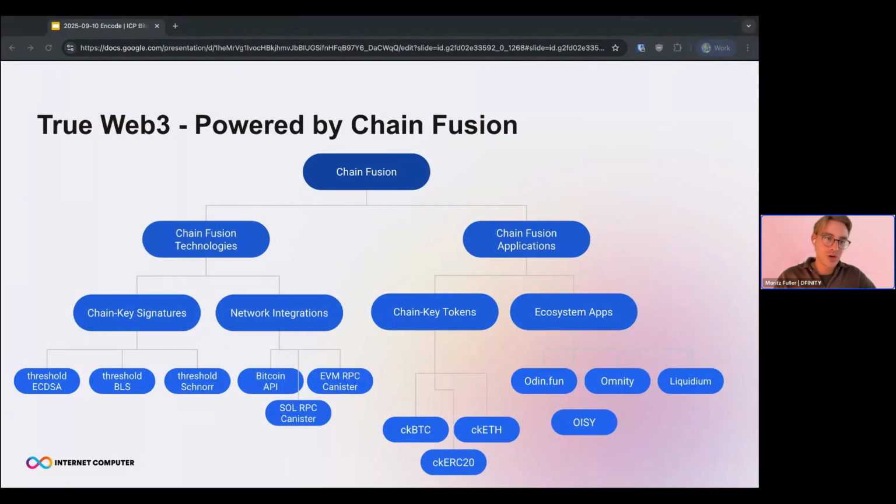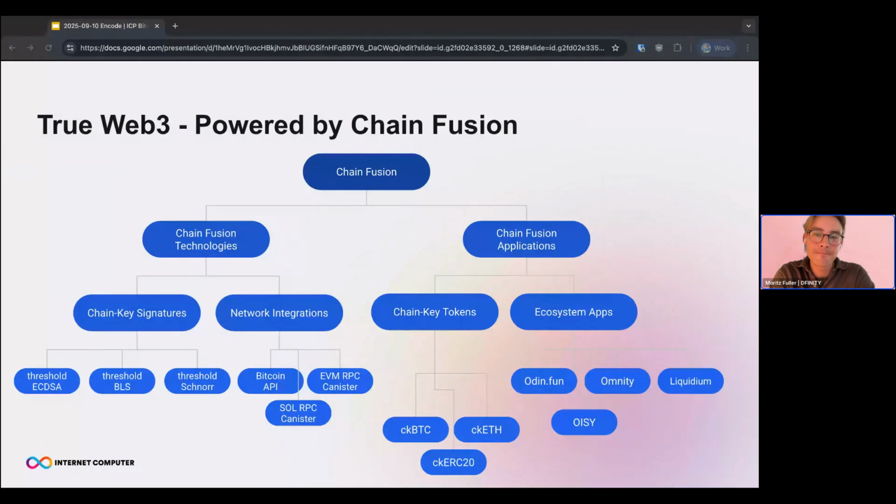Okay, so chain fusion. What is chain fusion? Chain fusion, a term you will hear a lot throughout the presentation today, is kind of like an umbrella word that is used to describe many things that are all aimed to fuse the Internet Computer Protocol together with other chains and enable cross-chain functionality.